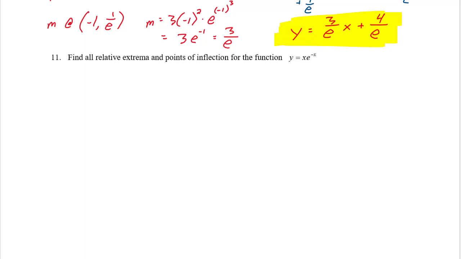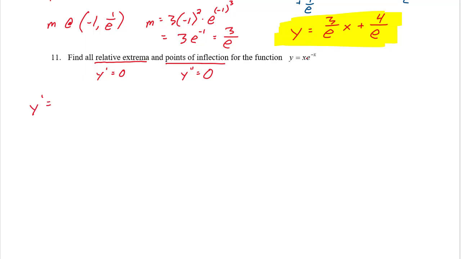Alright, finally on to our last question. Question 11 here wants us to identify all relative extrema as well as all points of inflection. So remember, extrema come from our first derivative, and when it equals 0, whereas points of inflection are going to come from the second derivative, and when it equals 0. So let's just go ahead and dive on in, and let's figure out what our y prime is.